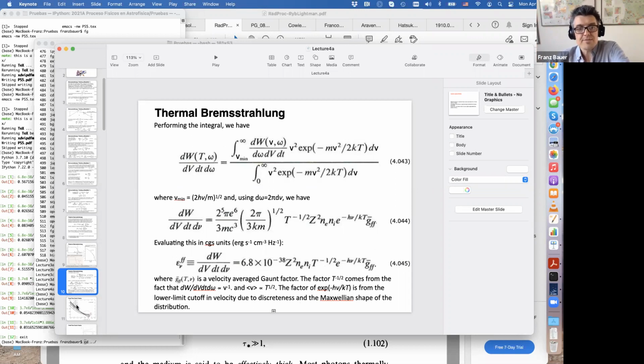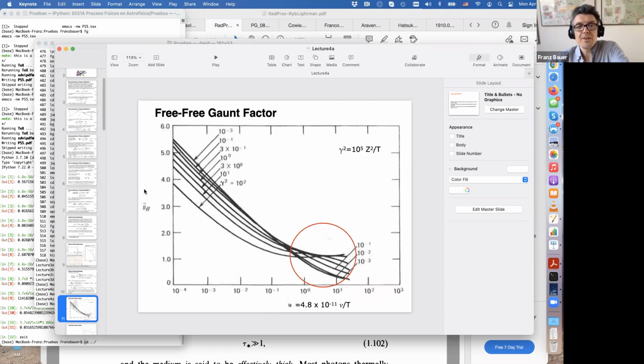Regarding this Gaunt factor, we can show it here. This is our average Gaunt factor for free-free emission as a function of a normalized temperature, so this is frequency divided by temperature. These are for a range of temperatures or velocities, if you will. Why they chose these particular units, I don't know.